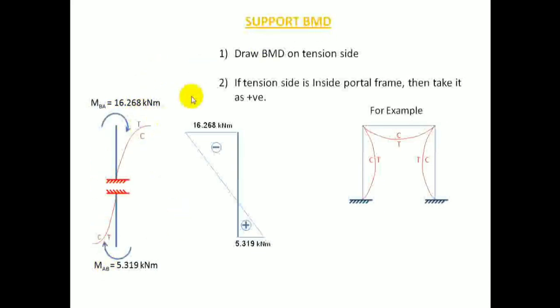To draw a BMD for a column, we have to draw a deflected shape. Then we have to apply these two sign conventions. After that, we are able to draw a BMD for this column. So it becomes so tedious to draw a BMD for a column. In the next upcoming video, I'm going to explain a small trick to draw a BMD for a column, so that even if you have not drawn the deflected shape, and have not applied the sign convention, you are able to draw a BMD for the column.